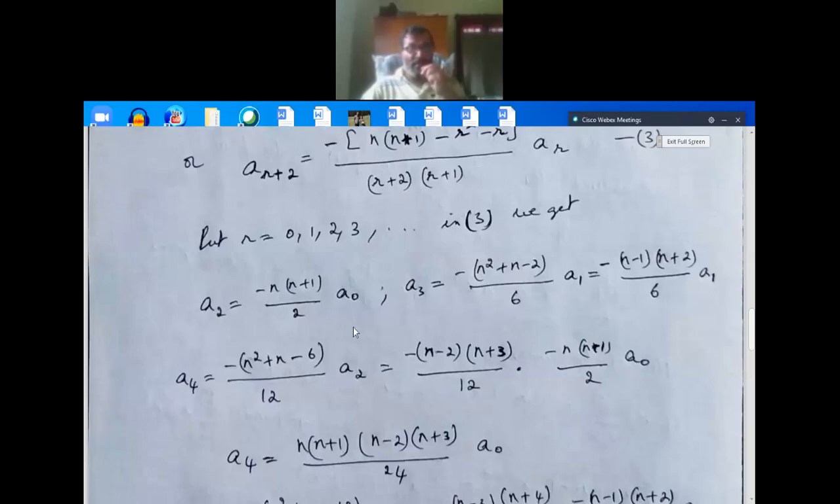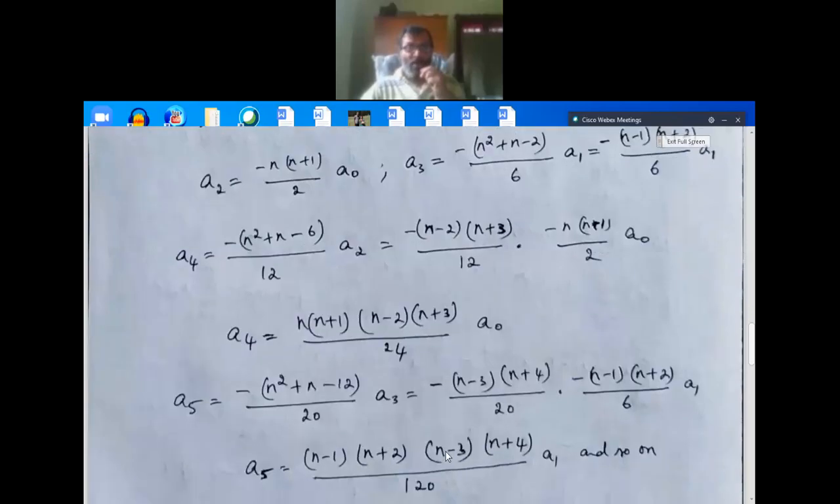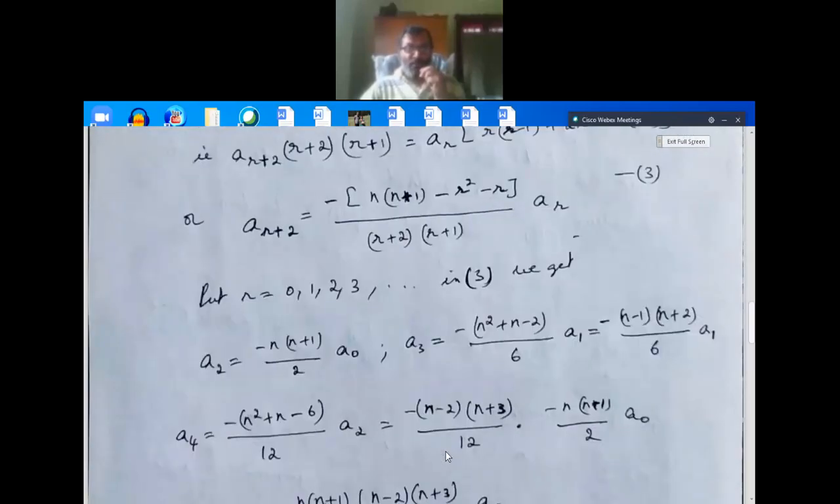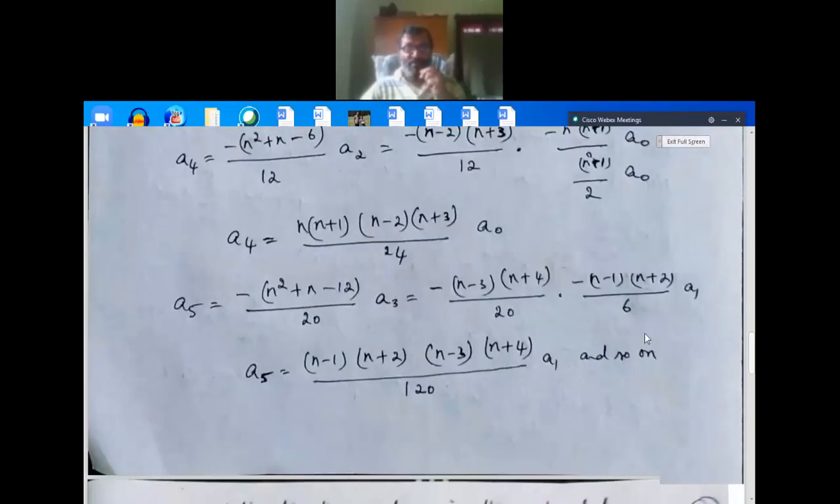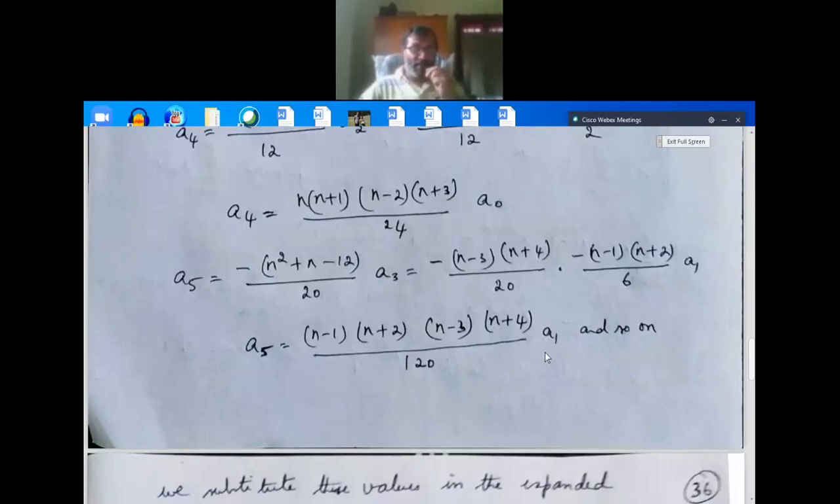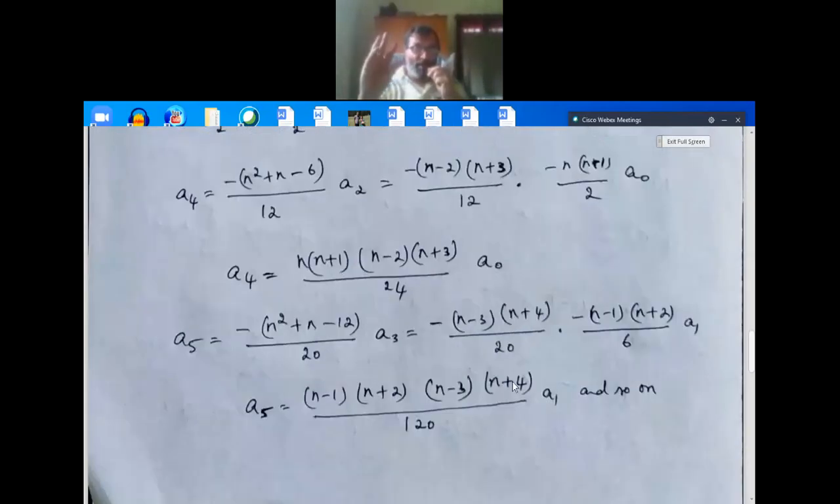So very clearly you can notice here all the even terms you get in terms of a0. See, a2 in terms of a0, a4 after simplifying in terms of a0. All the odd terms, see, first I got a3 in terms of a1 after simplifying, a5 in terms of a1 after simplifying. So even terms we get in terms of a naught, odd terms we get in terms of a1, and etc. This goes on. We will find only till 2 or 3 terms enough.